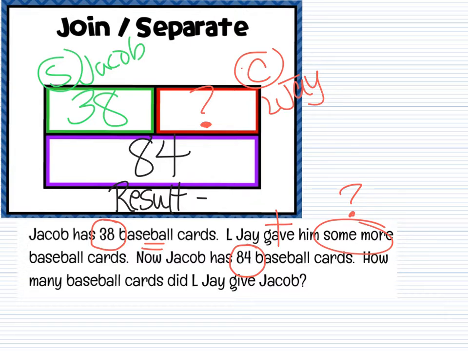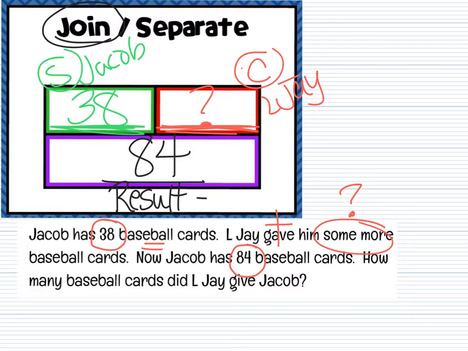Step 5 is to solve it. Look at your word problem structure. That is going to help you solve your problem. I know that this is a join problem, but looking at this, am I going to be adding to find that answer? To find my unknown, will I add? No, I can't add, because remember what we learned. We learned that the green start box and the red change box added together equals the result box. So, in order for me to find this unknown, I can't add. I'm going to have to subtract.